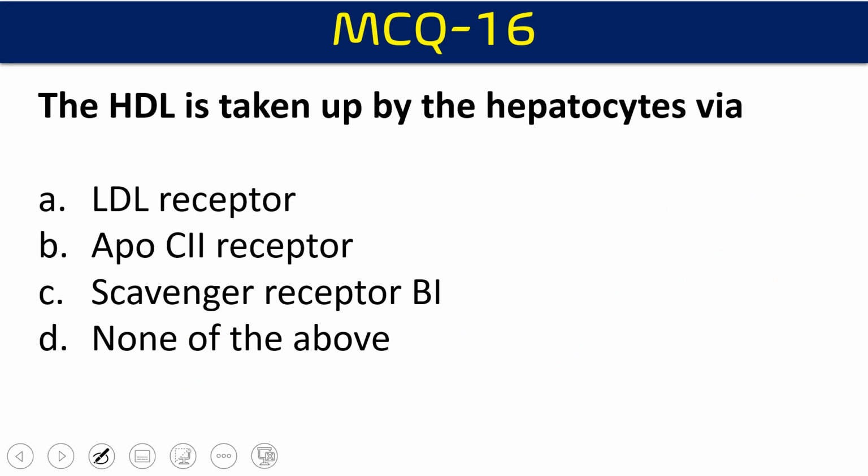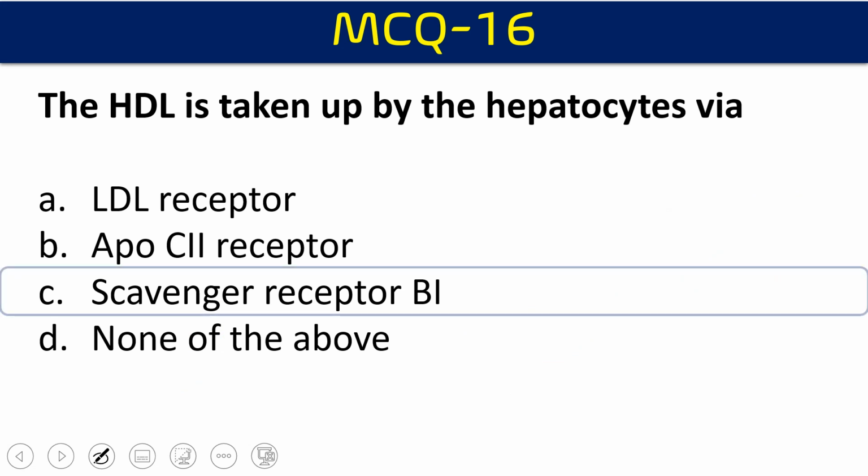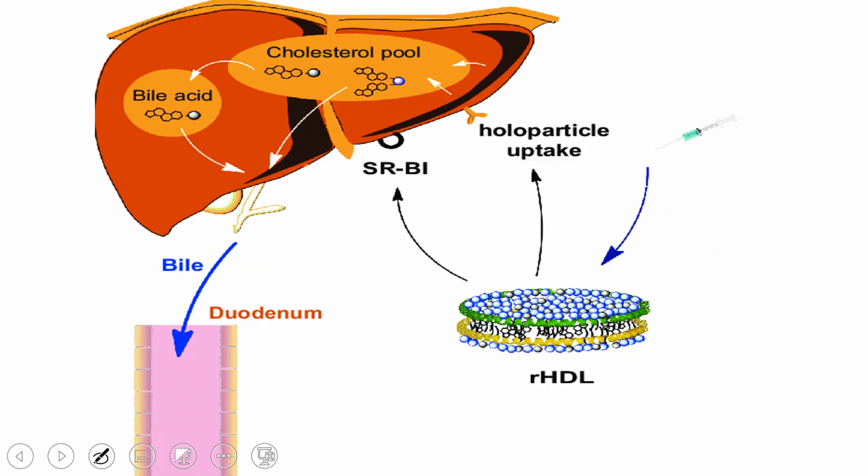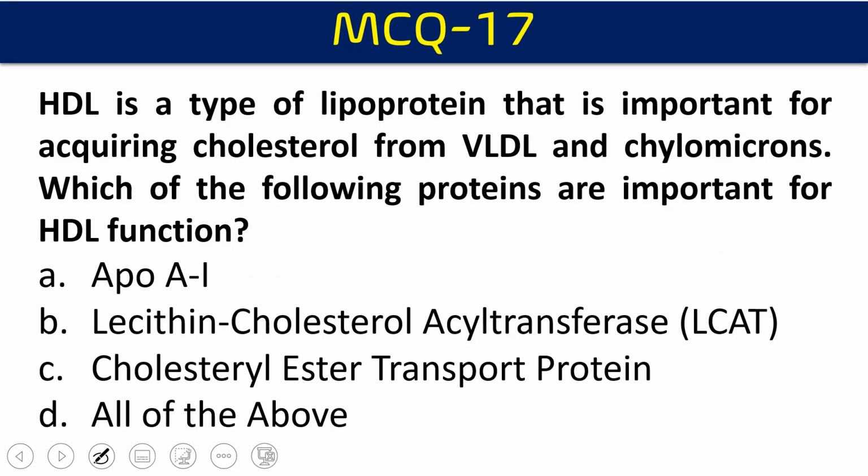Next question: HDL is taken up by the hepatocytes via the LDL receptor, ApoC2 receptor, scavenger receptor B1, or none of the above. Here the correct answer is scavenger receptor B1. If you see, this is HDL. HDL will be taken into the hepatocyte with the help of scavenger receptor B1. So it binds here and is taken into the hepatocyte for recycling or metabolic processes.